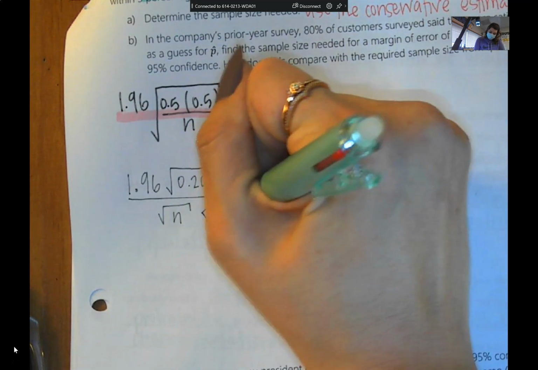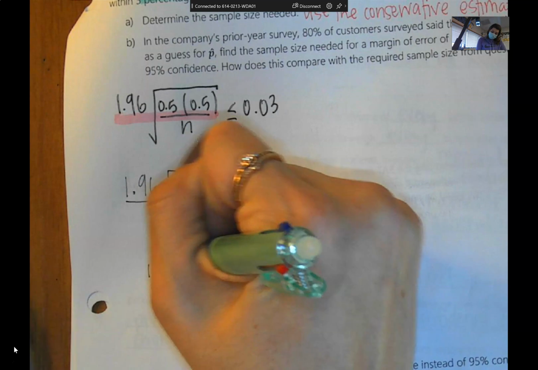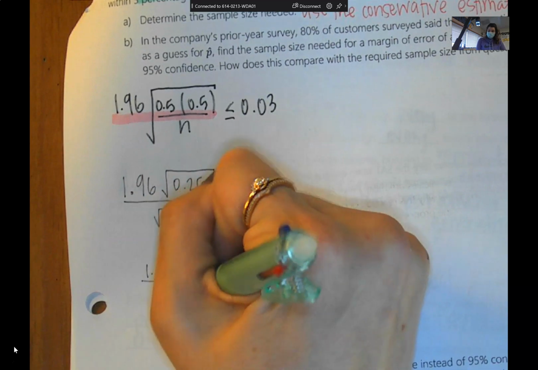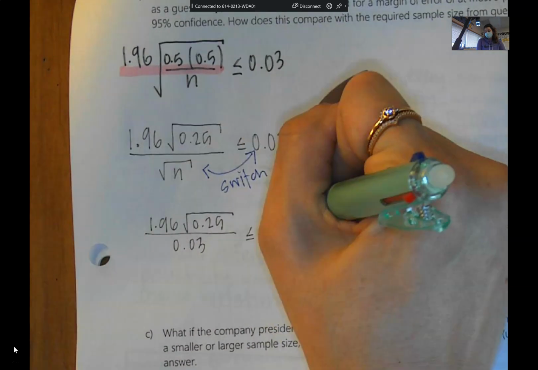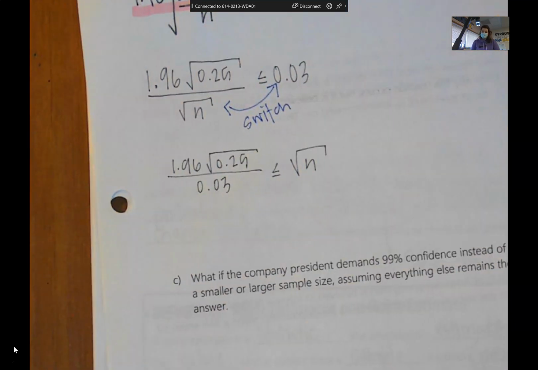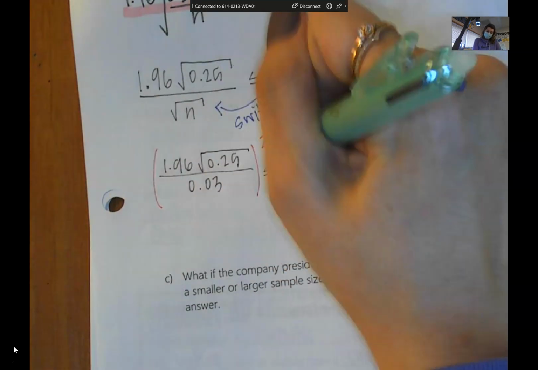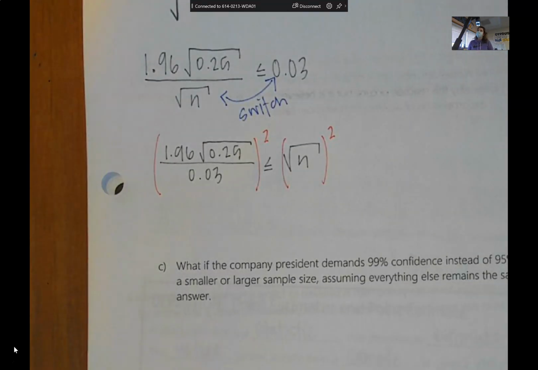Then we do the switcheroo. And we get 1.96 times root 25 all over 3%. That's got to be less than or equal to root n. And then our last step, square both sides. Square both sides.